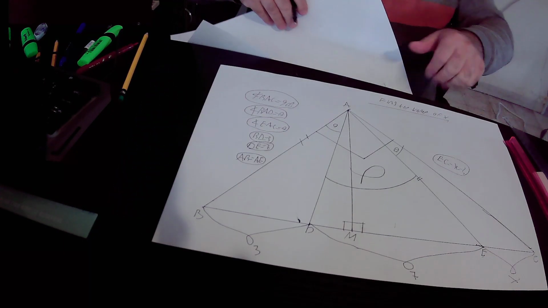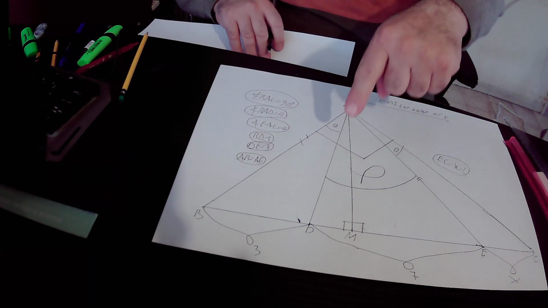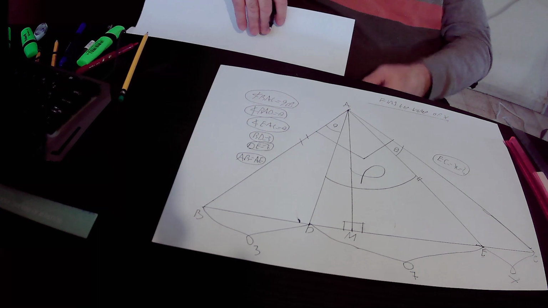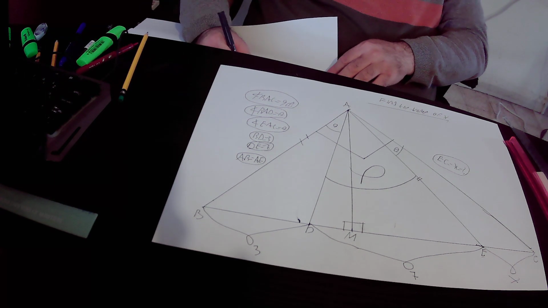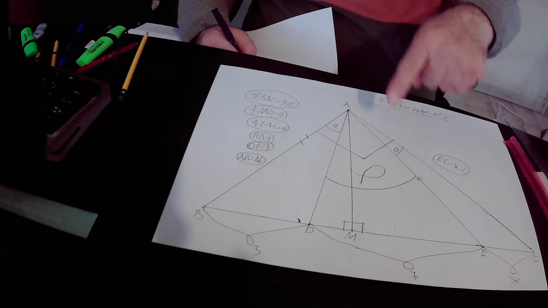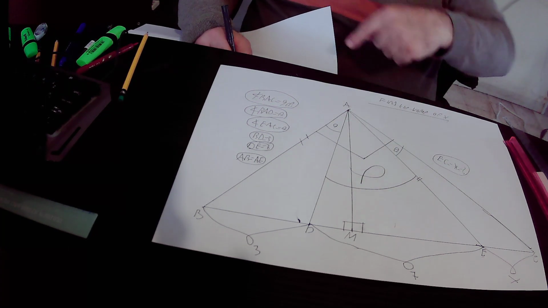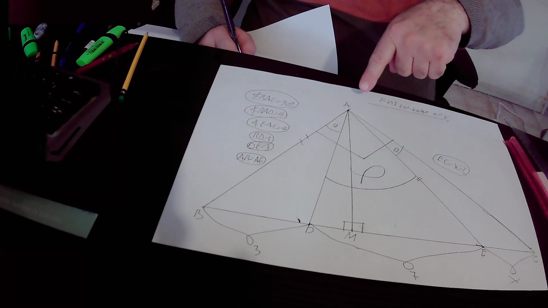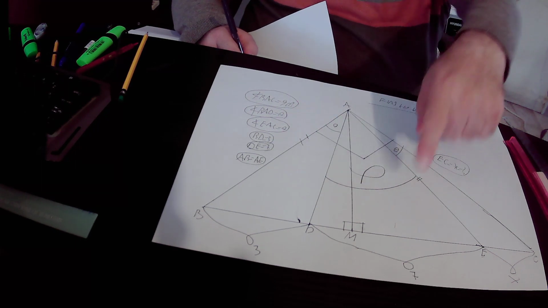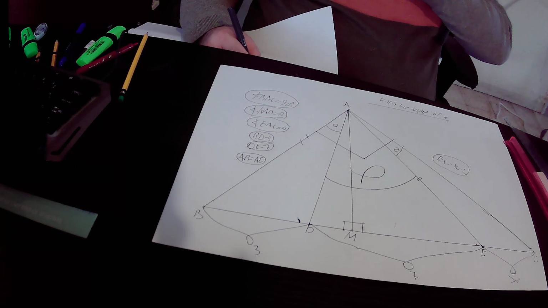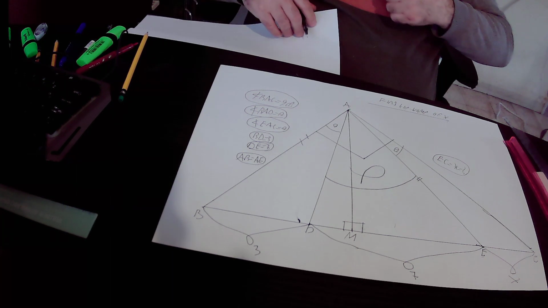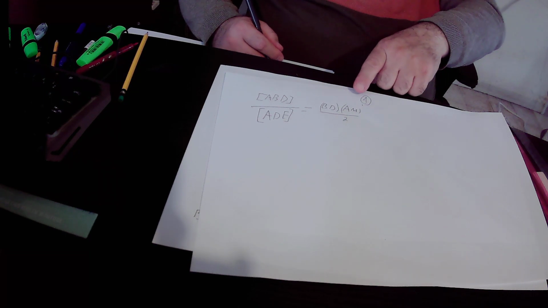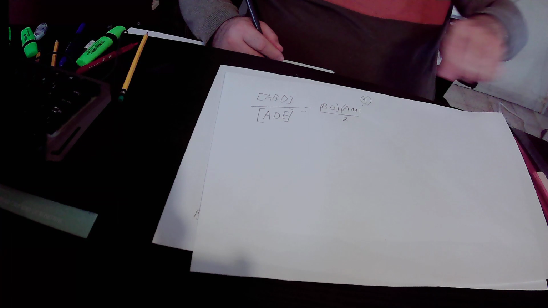So what is the area of triangle ABD, this triangle? It will be equal to the base of the triangle, that is BD, times the height to the base, that is actually AM. AM is the height to the base BD because AM is perpendicular to the base BD. All divided by 2. So the area of triangle ABD is equal to BD times AM over 2.